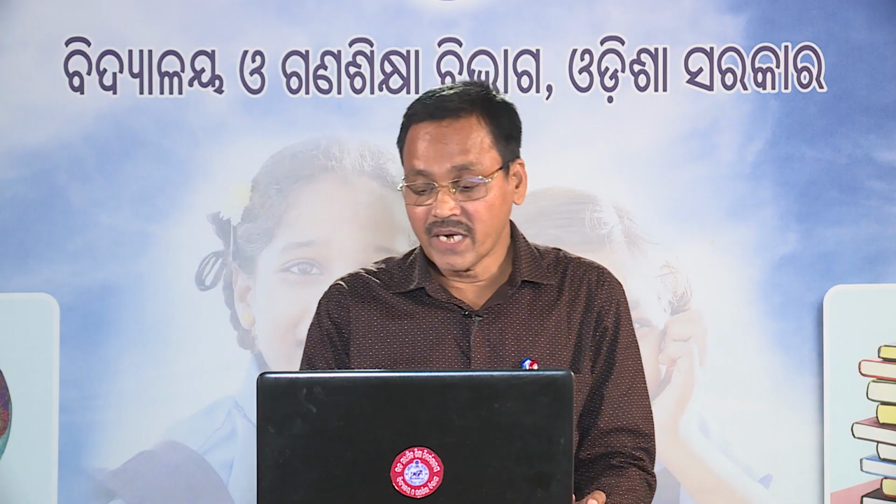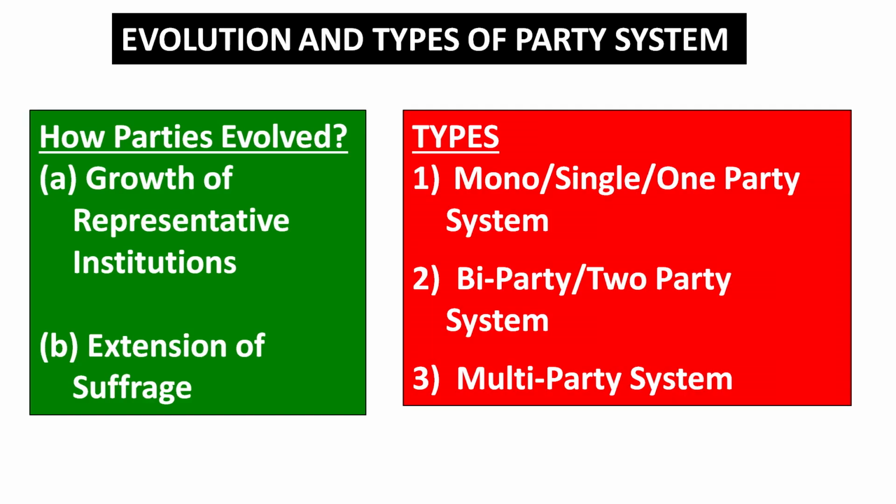Generally you will find three types of political parties. One is known as the mono party system or single party system or one party system, ekadaliya vyavastha; the bi party system or two party system, dwidaliya vyavastha; and the multi party system, bahudaliya vyavastha.